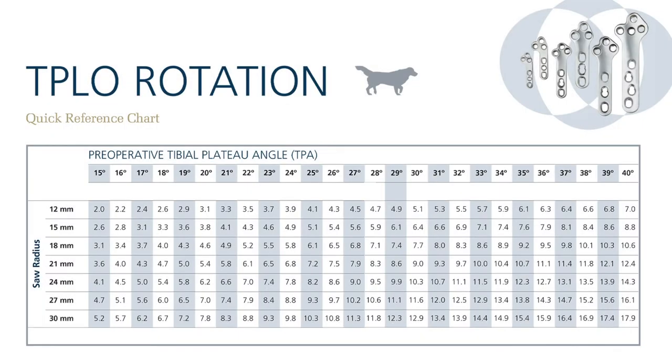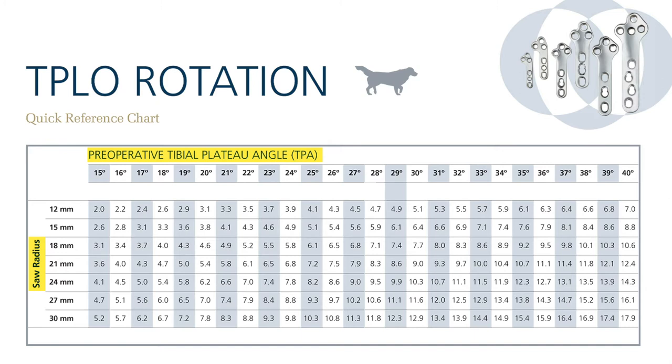The TPLO rotation chart is used to determine the cord length in millimeters that is needed to produce the necessary tibial plateau segment rotation to create a 5-degree postoperative TPA. The chart correlates saw blade size, radius, and preoperative tibial plateau angle.